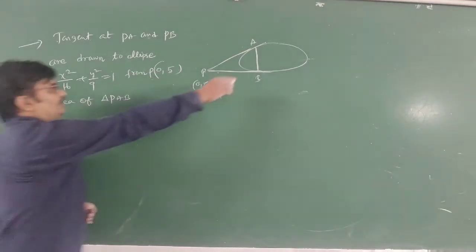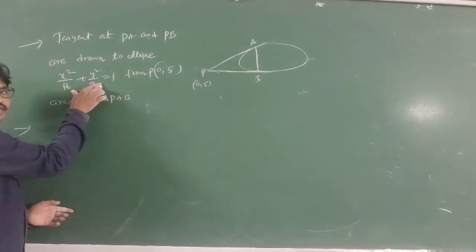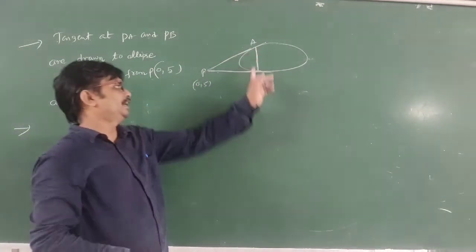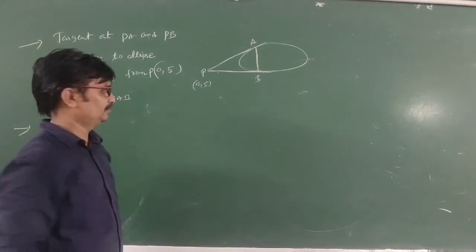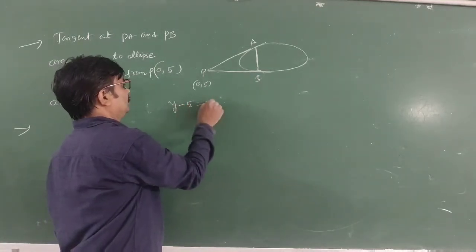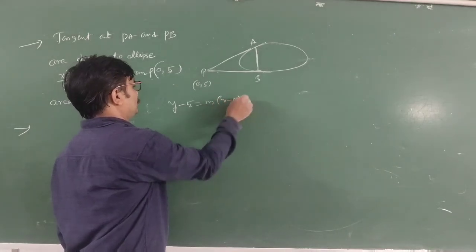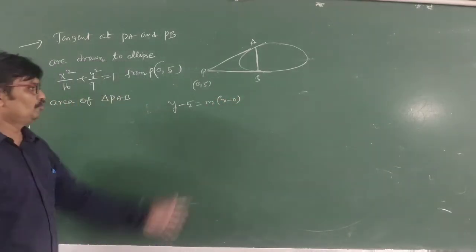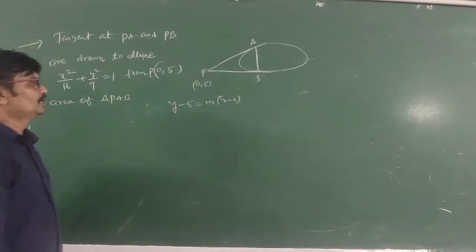When you draw the chord of contact, it will be substituted in the ellipse. We got the points A and B. That is the first method. Another method is also there: y minus 5 equals m into x minus 0. Is it clear, students? Now we have to solve for the value of m.